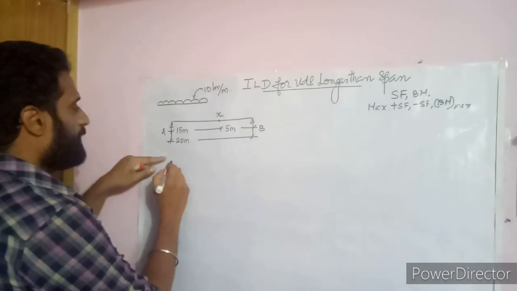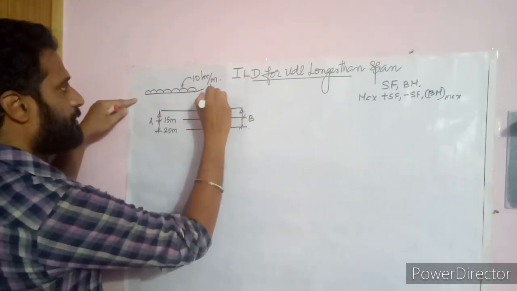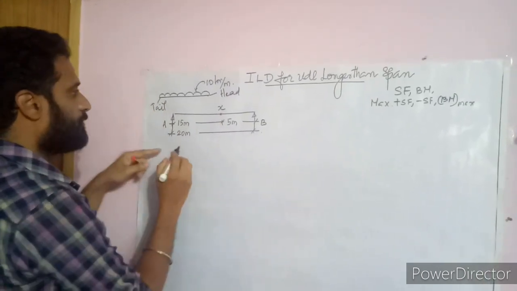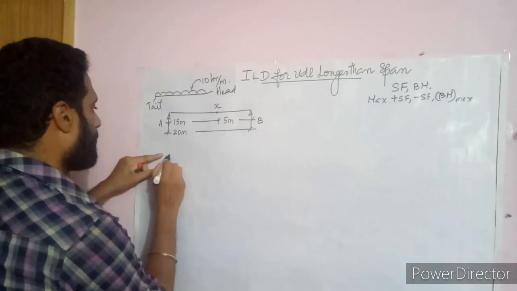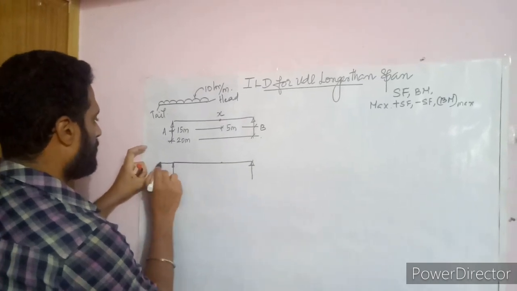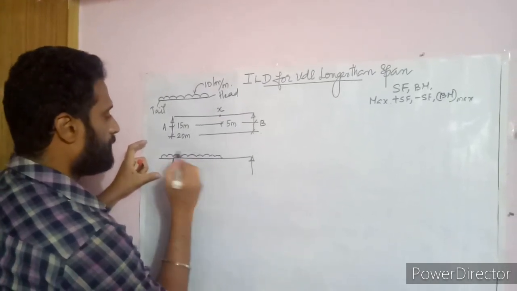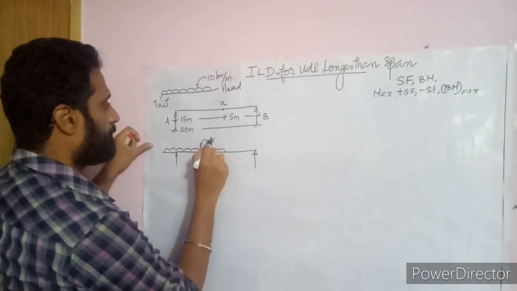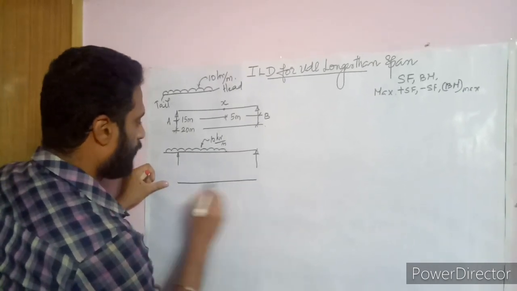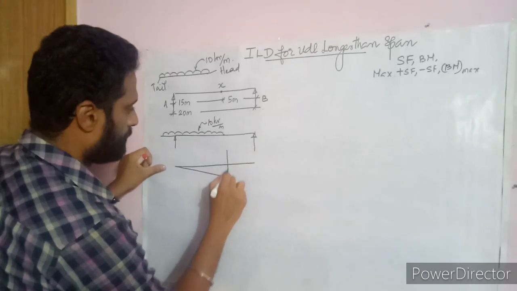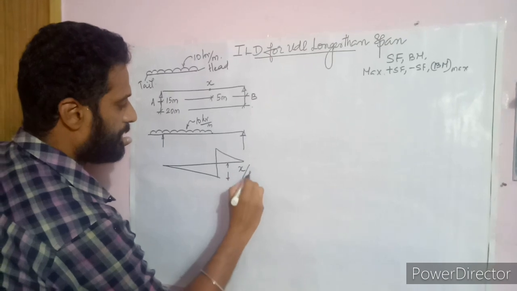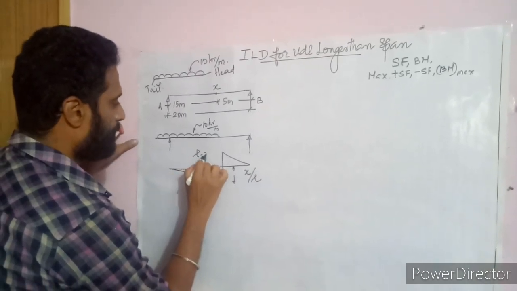As you know, we need to superimpose. Maybe this is the head of the section and this is the tail. So we'll now superimpose the head. This is point X. Since it is longer than the span, I'm drawing the ILD of shear force. This value is X by L, and this value is L minus X by L.